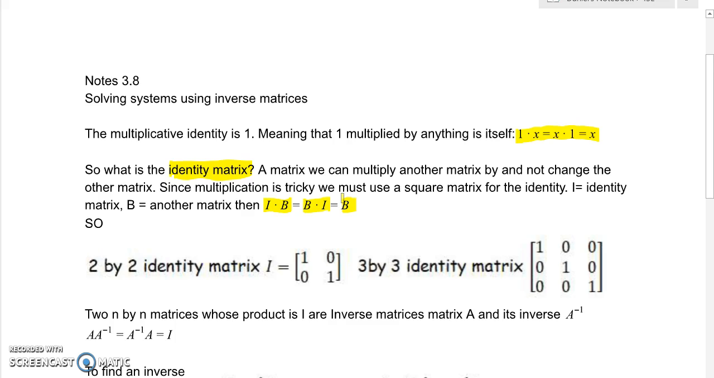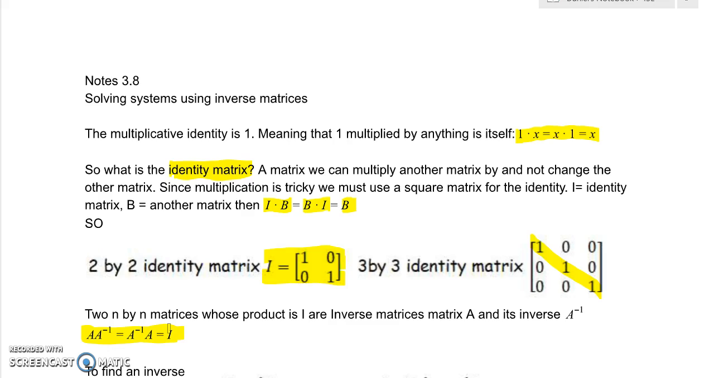The identity matrix turns out to be a diagonal set of 1s with 0s everywhere else. Doesn't matter if it's a 2 by 2 or 3 by 3. Diagonal 1s and 0s everywhere else gets you the identity matrix. And if you multiply these matrices by 2 by 2s or 3 by 3s, they return the same thing.